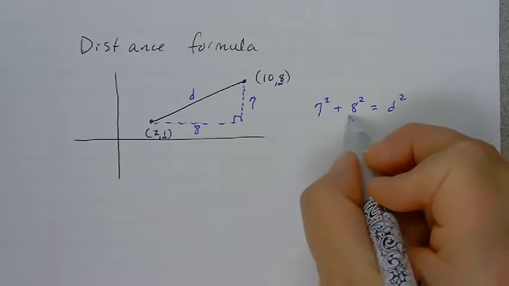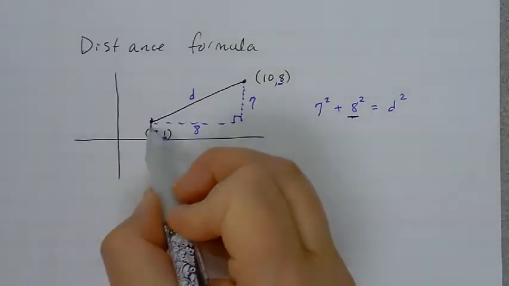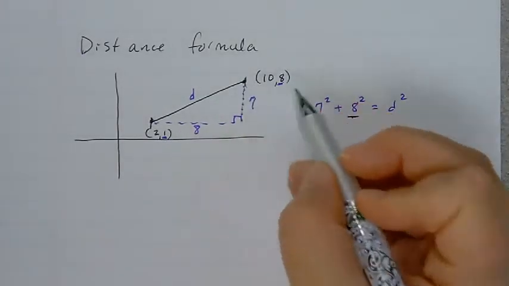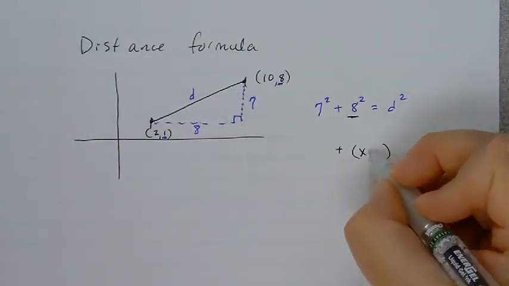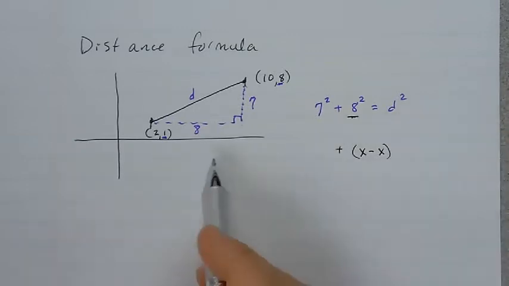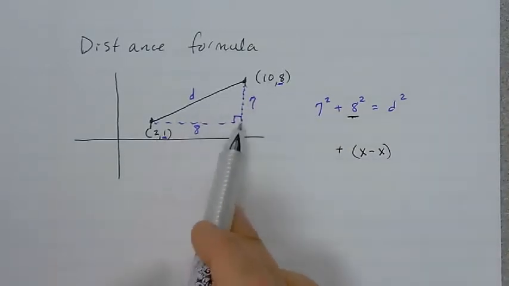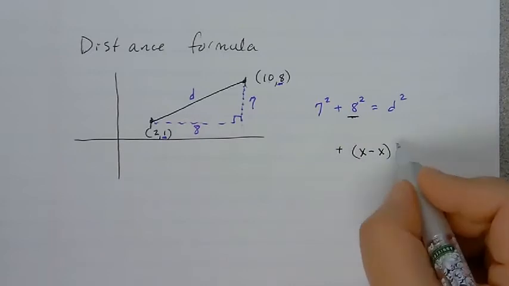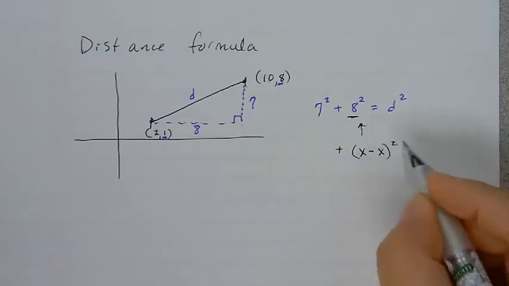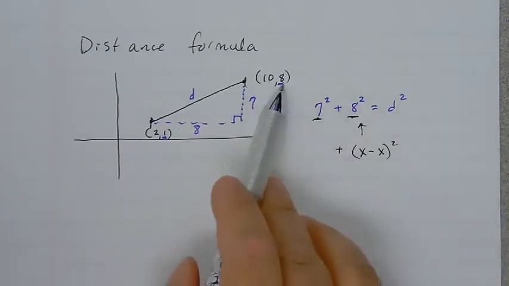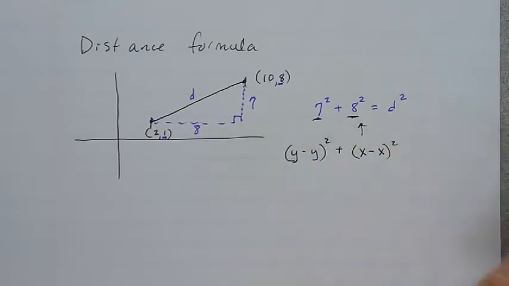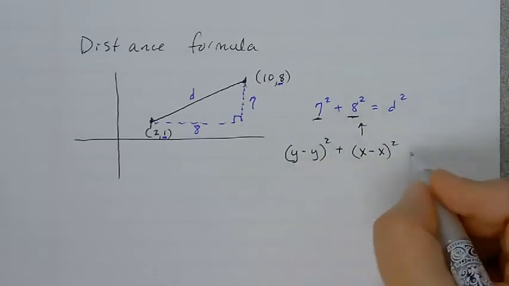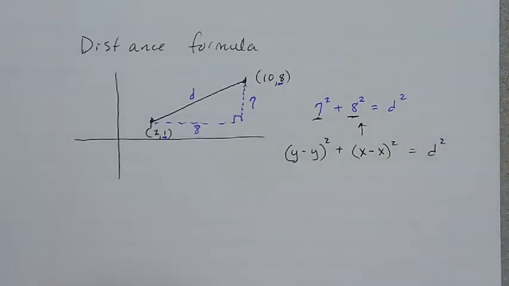Let's start with this one. To get this particular value, we took the x value of this point and found the difference to the x value of this point. So really what we've done is we subtracted the two x values. 10 minus 2 gave us 8. And then we squared that number. To find the 7, we really just subtracted the y values and squared them. And those two equaled the distance squared by the Pythagorean theorem.